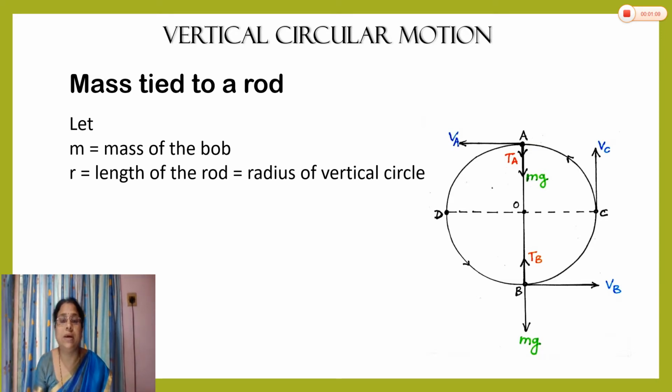And we discuss here, again using the same mathematics, we have to find in this vertical circular motion when we use the rod, what will be the velocity at different positions, and also what is the tension at different points. So first we see what is the main difference between the string and rod.